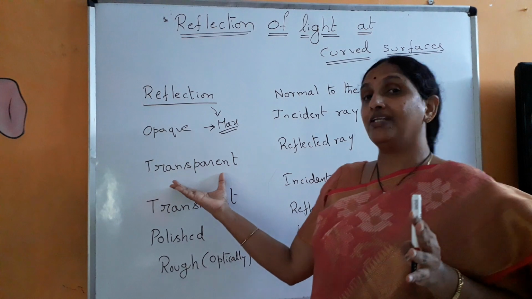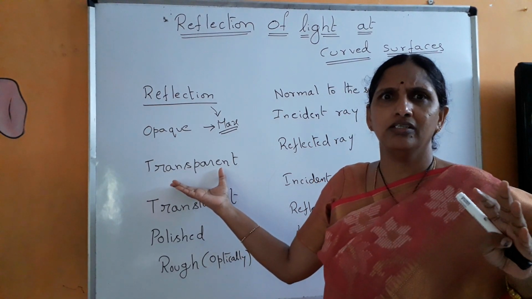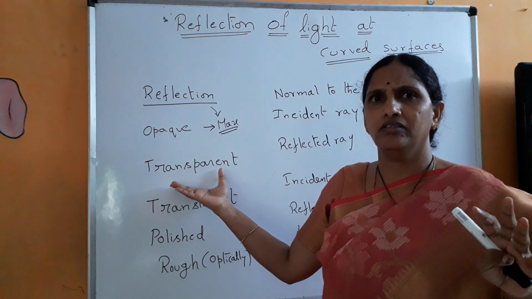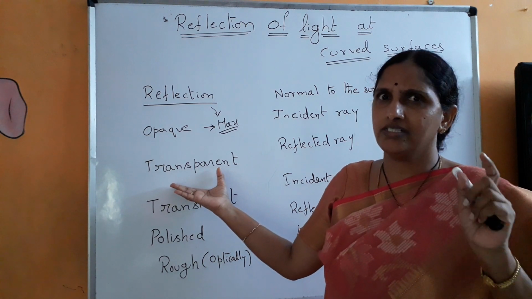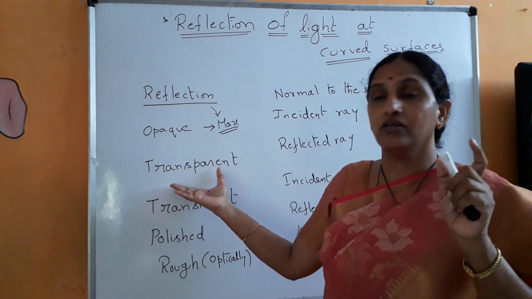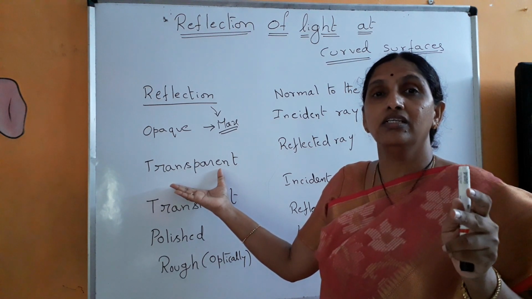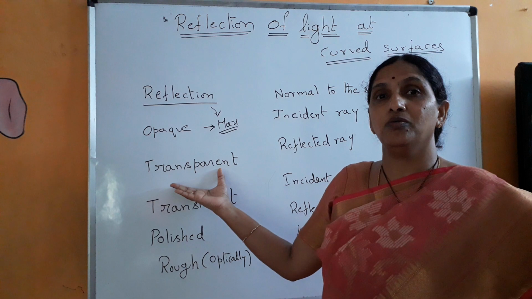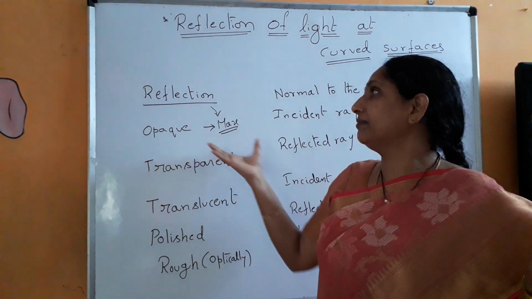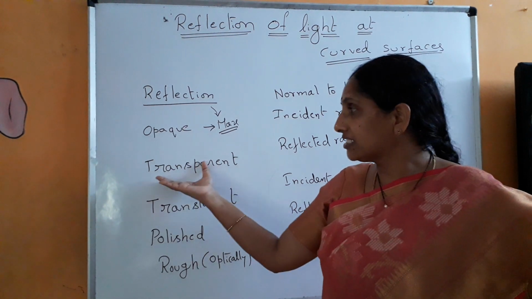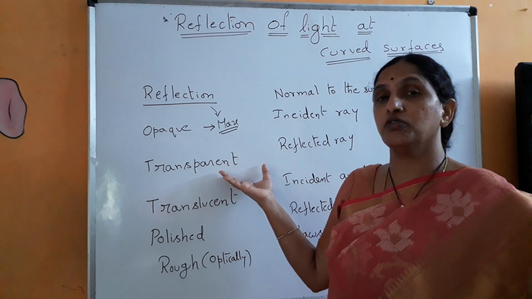If you talk about transparent material, in nature you don't have completely transparent material. That means you don't have a medium or a transparent matter or surface which can allow 100% of the light to pass through it. But when a maximum amount of the light is allowed to pass through it, then we call that medium or that surface transparent.